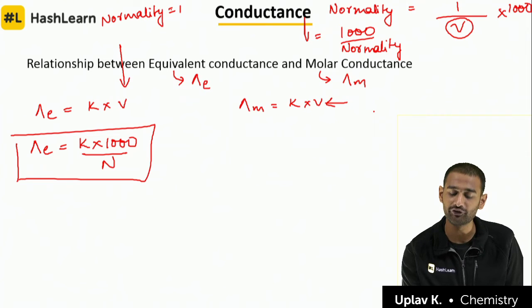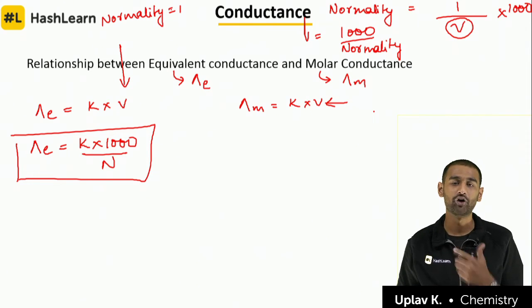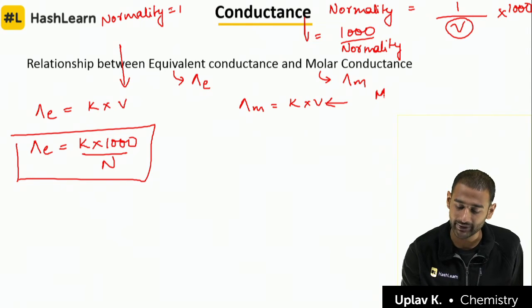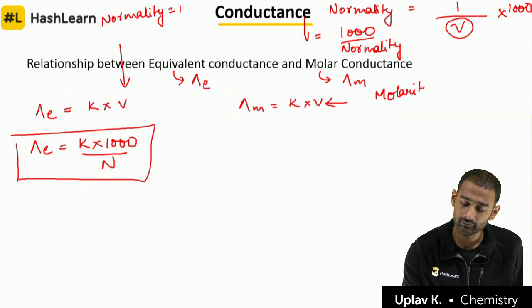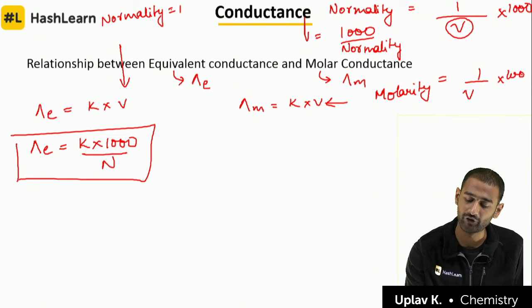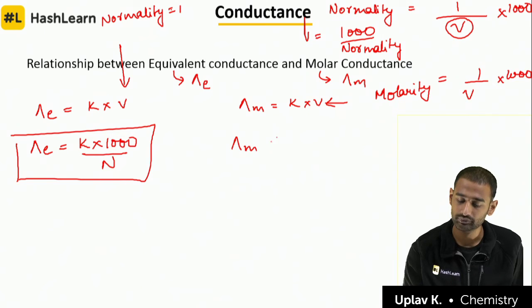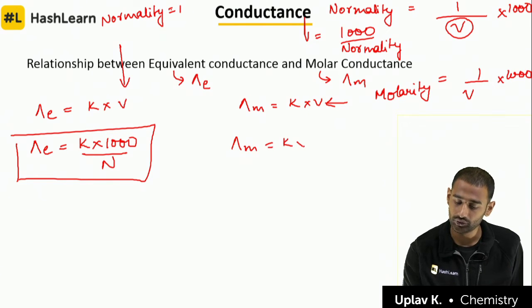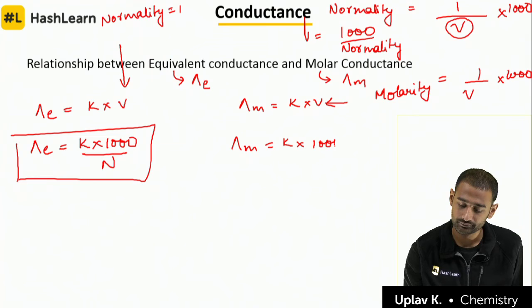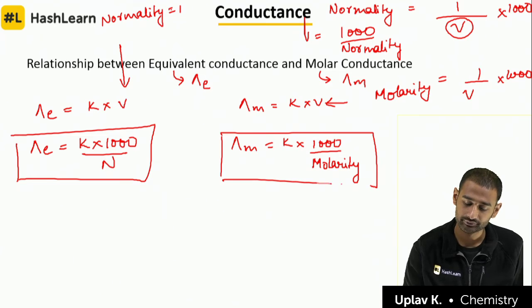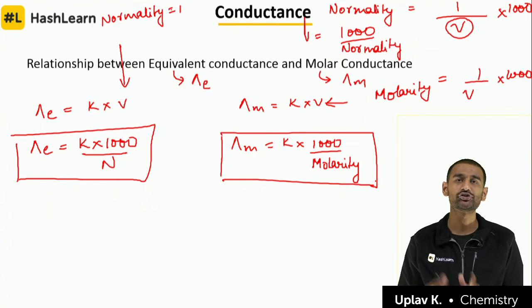Similarly, in this case, what is V? In this case, V is the volume which has 1 mole of the electrolyte. So I can say molarity will be equal to 1 by V into 1000 because I am looking for 1 mole only. So what will V be here? V will be equal to K into 1000 by molarity. So this is another expression for the molar conductance. You will be using these things to solve numericals.